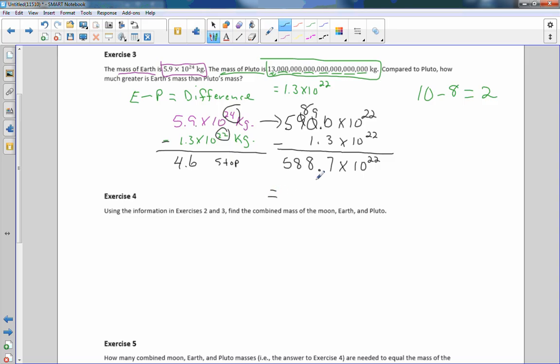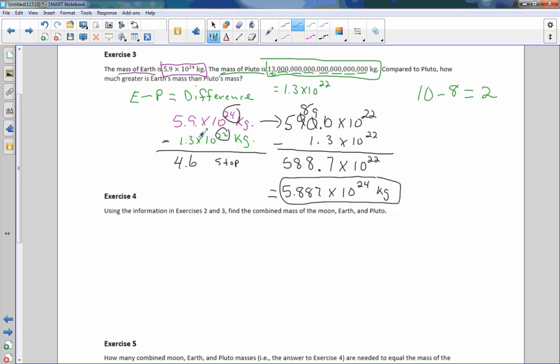Okay, that is not in scientific notation. I need a number between 1 and 10. So I need 5.887 times 10. Now I moved the decimal 2 places to the left. That is further from where it has to be, so I have to add 2 places to my exponent, and the answer is 5.887 times 10 to the 24 kilograms. That is how much, compared to Pluto, that's how much greater the sun's mass is.